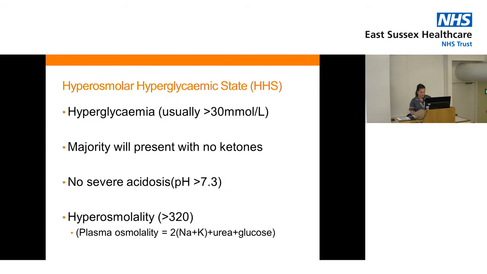So a precise definition of HHS does not exist, but here are the characteristic features that differentiate it from other hyperglycemic states such as DKA. So these characteristics: they will present with hyperglycemia, usually above 30 millimoles per litre. The majority of these patients will present with no ketones. They will have no acidosis, and the hyperosmolarity will be above 320. So these characteristics are the criteria for these patients being treated on the HHS protocol.